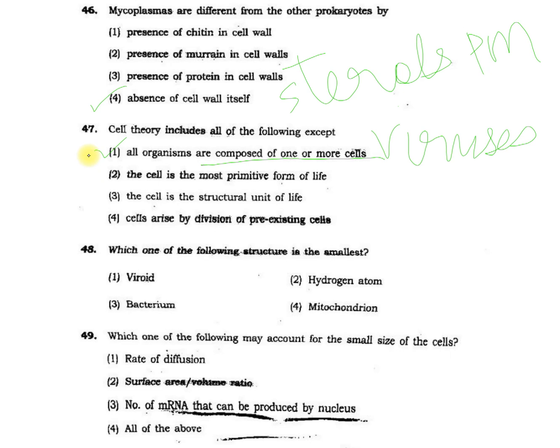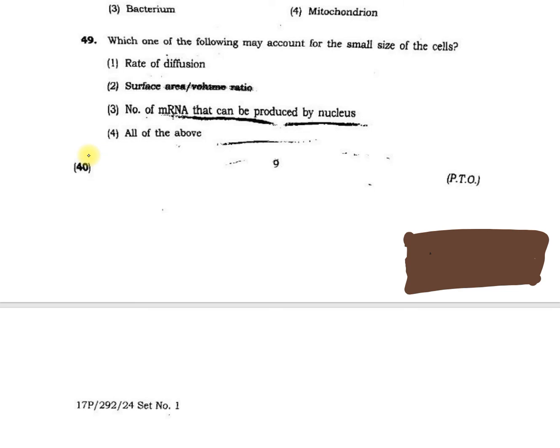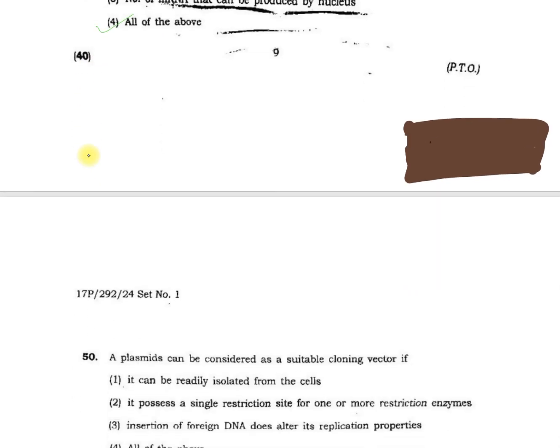Question number 48. Which one of the following structures is the smallest? 1. viroid, 2. hydrogen atom, 3. bacterium, 4. mitochondrion. Option 1, the viroids, is the correct one. Question number 49. Which of the following may account for the small size of the cells? 1. rate of diffusion, 2. surface area to volume ratio, 3. number of messenger RNA that can be produced by the nucleus, 4. all of the above. So option 4, all of the above, is the correct one.